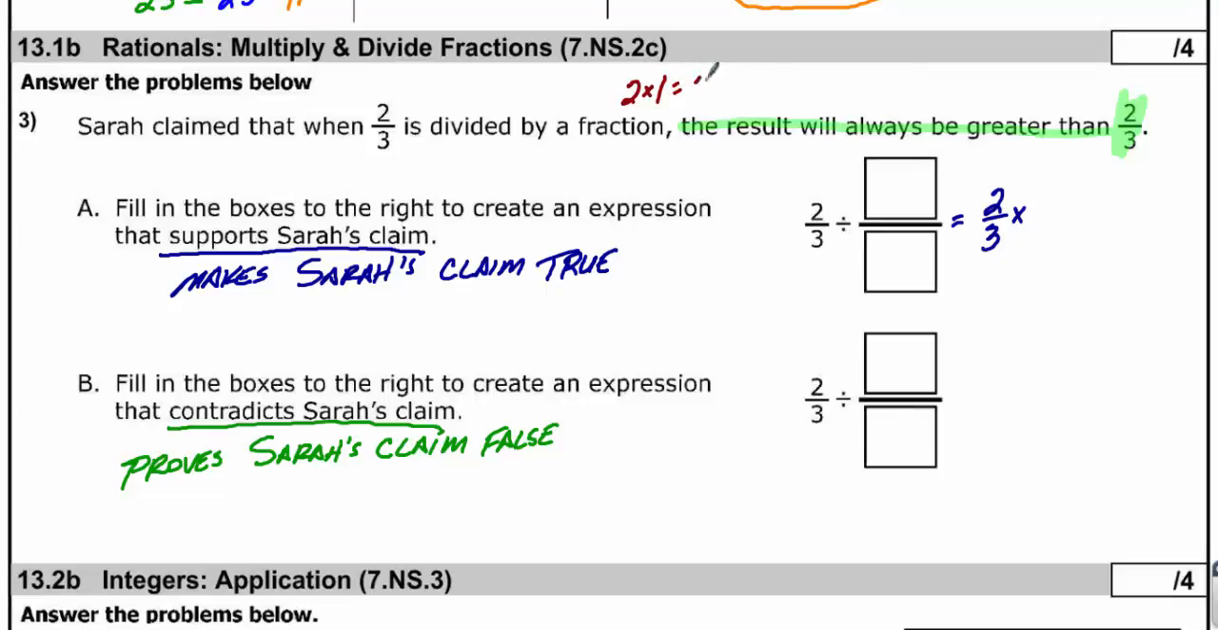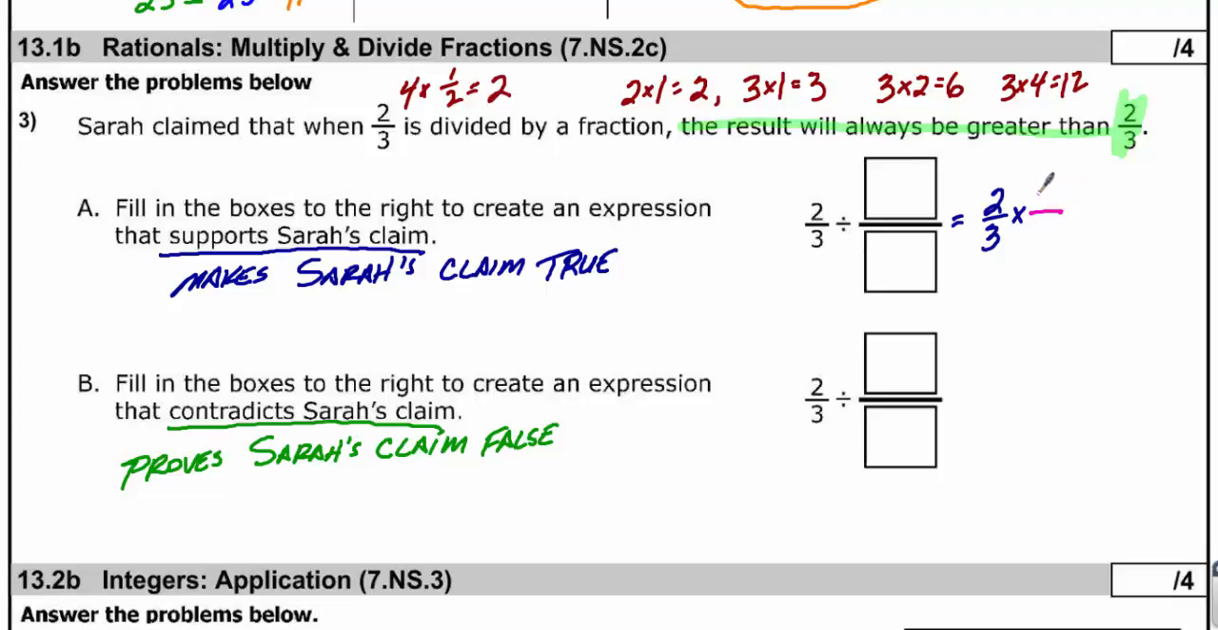2 times 1 is 2. 3 times 1 is 3. If I want to get bigger than 3, I have to do something like 3 times 2 to get 6, which is bigger than the 3, or 3 times 4 to get 12, which is bigger than the 3. But if I multiply by less than 1, let's take 4 times 1/2. Well, we're saying what's half of 4? That's 2. That gets smaller. So I'm going to need a fraction greater than 1 whole in this multiplication. If I want something greater than 2/3, I have to multiply by a fraction bigger than 1.